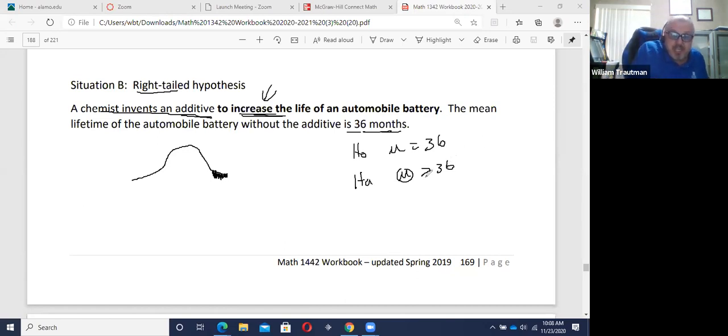So the right tail talks about an increase or more. A right tail is you have more of something, an increase. So the null hypothesis is that the mean equals 36. The alternative, what the scientist is trying to prove, is that when he adds this additive, the mean will be greater than 36, that the battery will last longer. Okay.